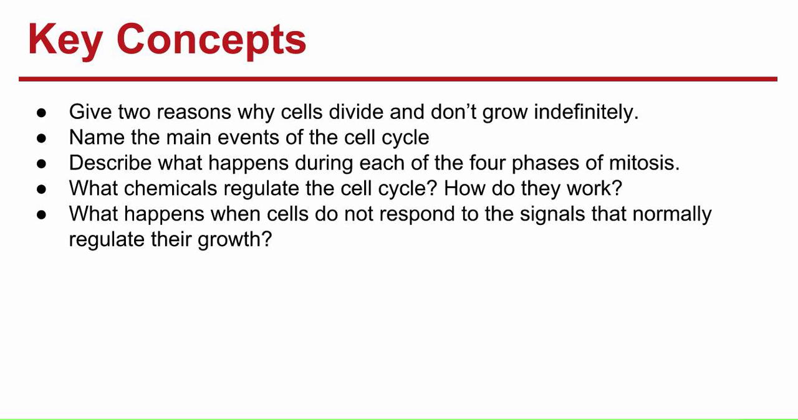Okay, key concepts for Chapter 10. Give 2 reasons why cells divide and don't grow indefinitely. Name the 2 main events of the cell cycle. Describe what happens during each of the 4 phases of mitosis. And then, what chemicals regulate the cell cycle and how do they work? What happens when cells do not respond to the signals that normally regulate their growth?